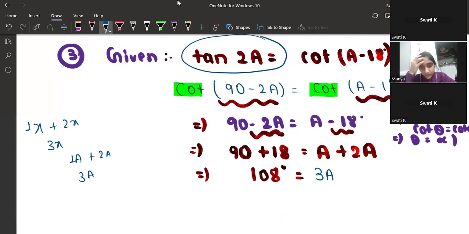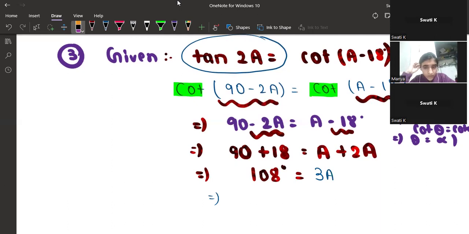So now tell me, if 108 degrees is equal to 3a, Manya, what will be the value of a? What will be the value of a? You know that, how do we remove 3 from a? 3 is multiplying a, so going to the other side it will get divided. Divide, correct? So it will become 108.